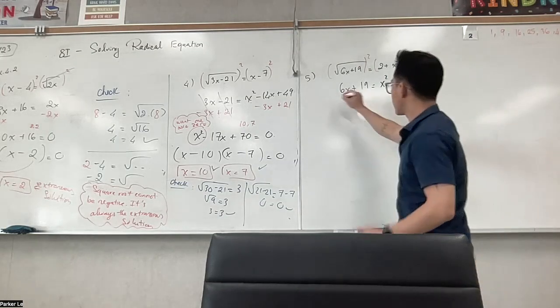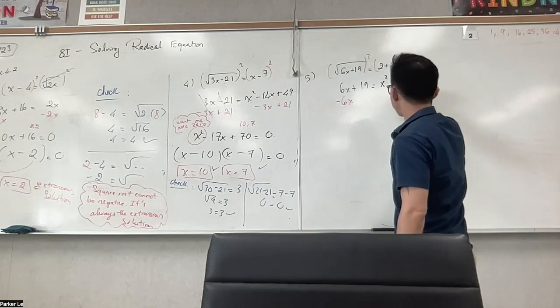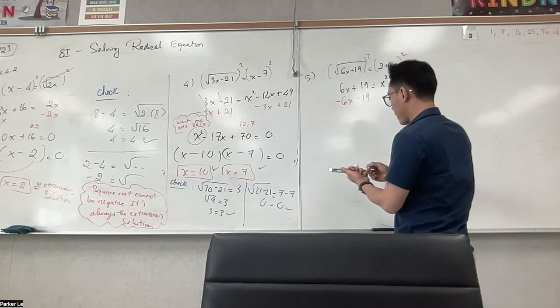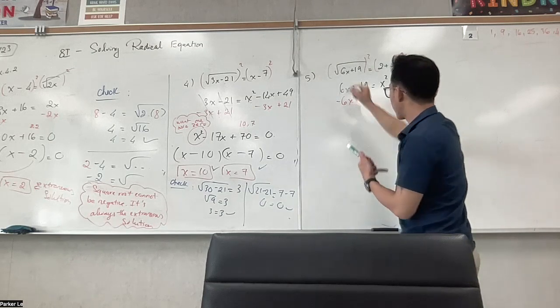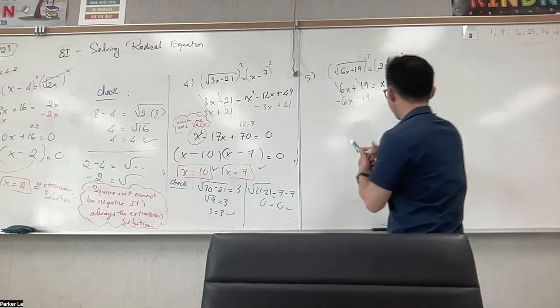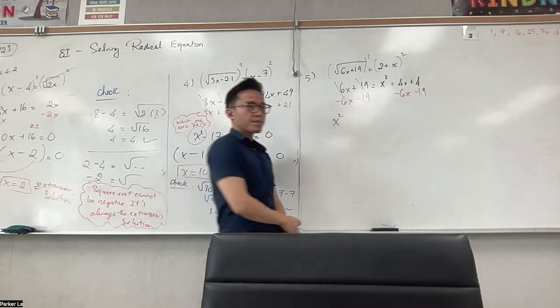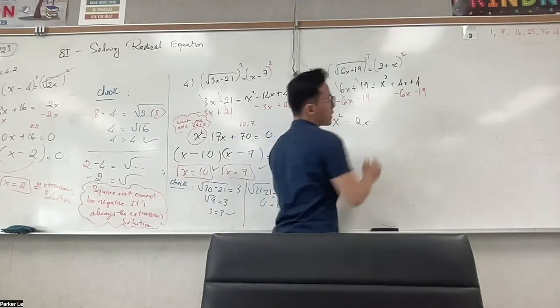Subtract 6x. Very good. And subtract 19. So you want one polynomial. Very fast. So you're gonna cancel this out. So I have x squared. What is 4x minus 6x? Negative 2x. What is 4 minus 19?